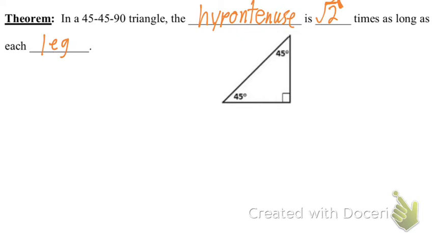We're going to draw up a little map here. So let's say this leg is X. What do we know about the other leg? They're the same because these are 45, 45, 90. So these sides are congruent. So this is also X. How would I go from the leg to the hypotenuse?